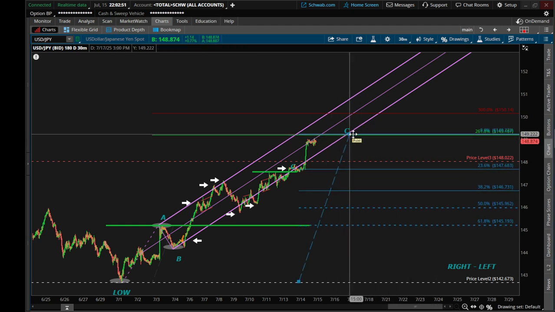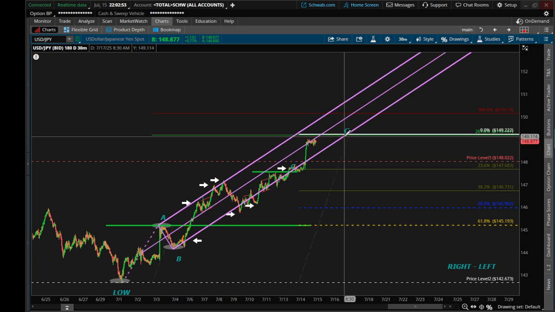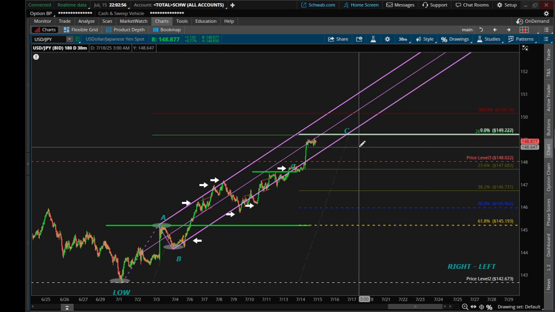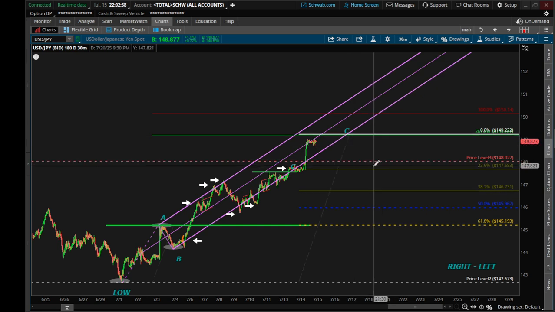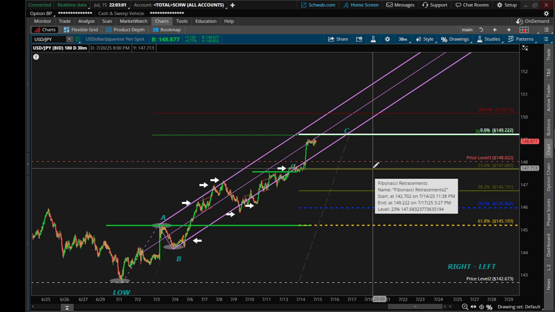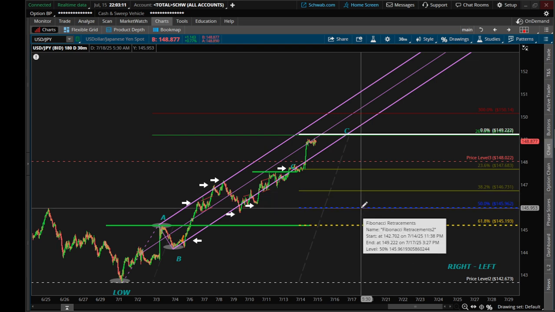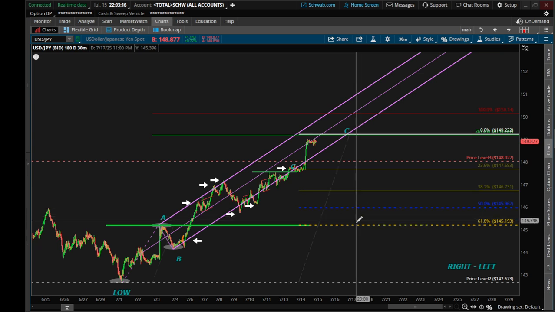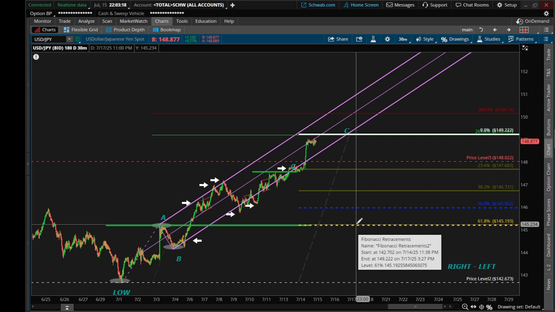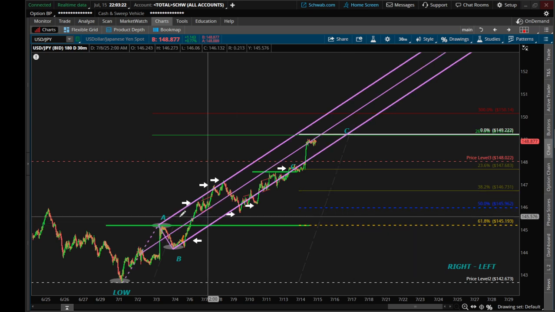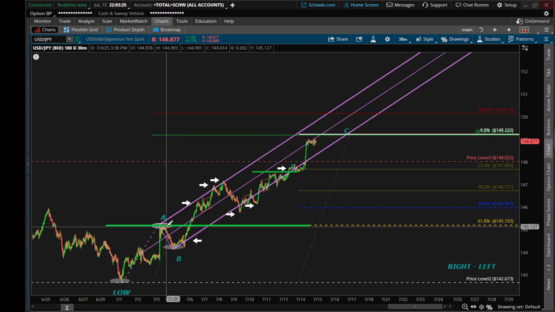Right there, Wednesday at 3:30 in the morning. I think is that one? No, noon, right? That one was noon. Anyways, so our 23.6 retracement is at 147.683. Our 38.2 is at 146.731. Our 50% is 149.222. Our 61.8 is 145.193. Notice the 161.8 is same level as our A.